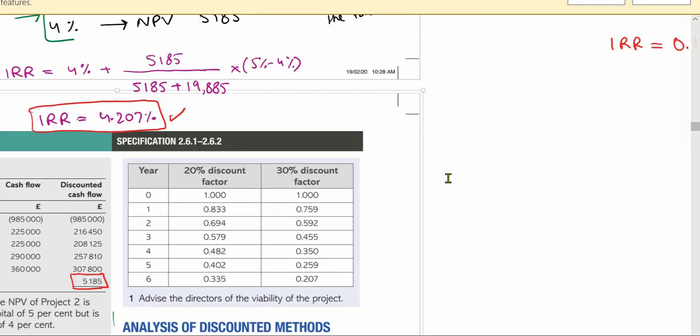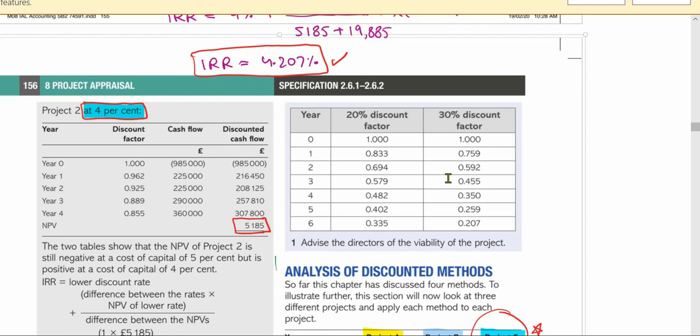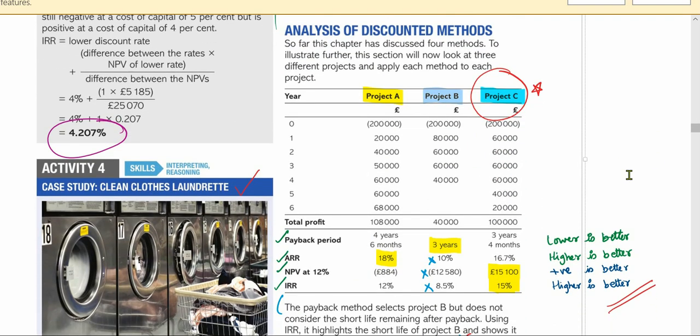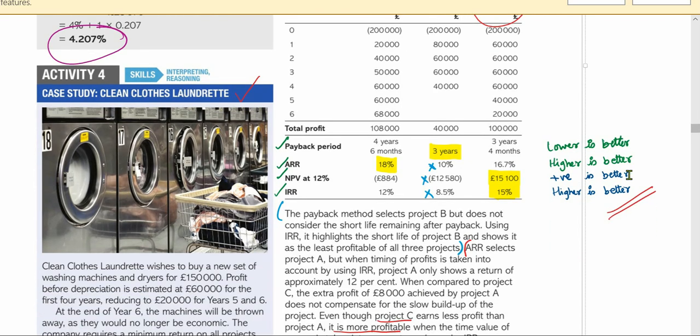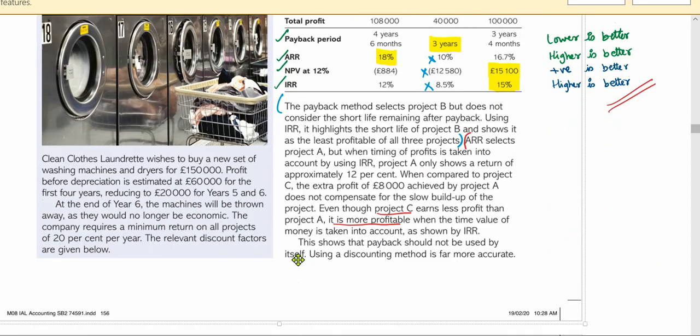So we were discussing chapter number 8, project appraisal. In the last class we dealt with the IRR: what the IRR is, how to calculate it, and how we can take business decisions using the different calculations like payback period, ARR, NPV, and IRR.